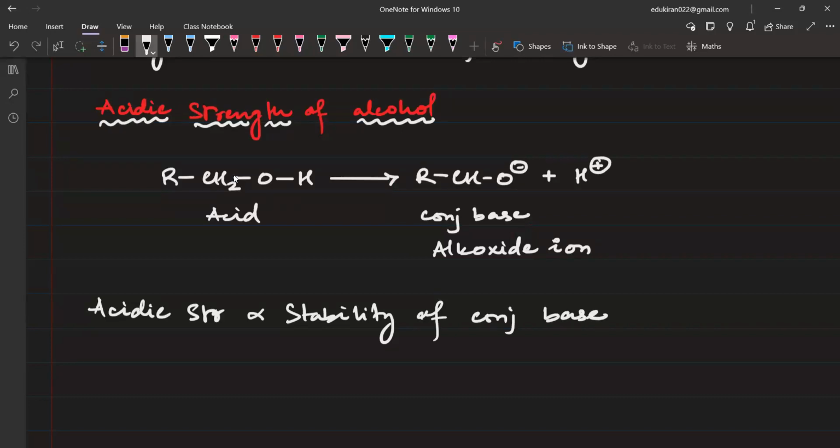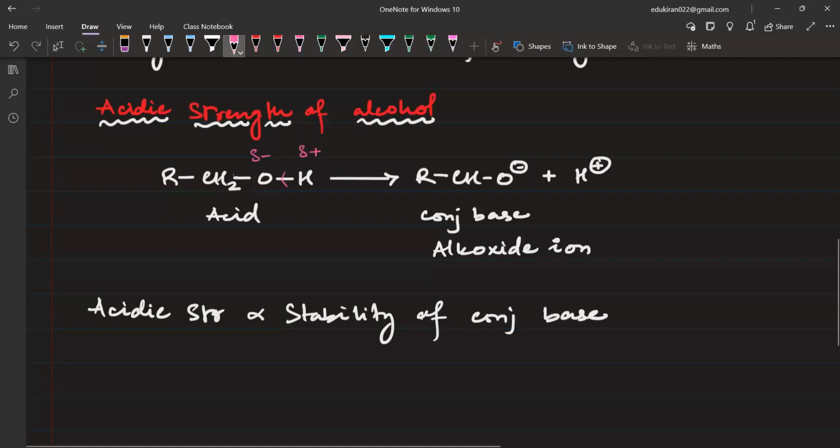Now, if you look at any conjugate base, it is going to have a negative charge. Also, one more thing that can be a deciding factor is the polarity between oxygen and hydrogen. We know that oxygen is more electronegative, so it will be pulling the electron towards itself. It will be getting a delta negative charge, and hydrogen will be getting a delta positive charge.